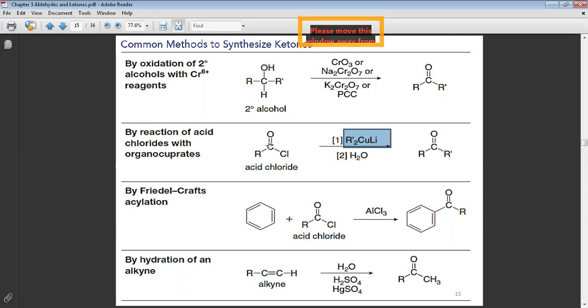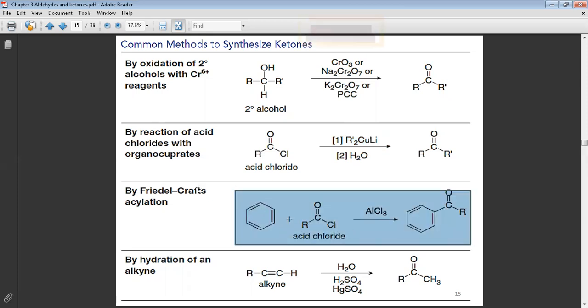The third reaction, we took it before. Also, it is easy for you, and I hope you know the mechanism. Okay, it is a Friedel-Crafts acylation. The acylation is an electrophilic substitution reaction on the benzene compound. Okay, and it gives you an aromatic ketone compound.